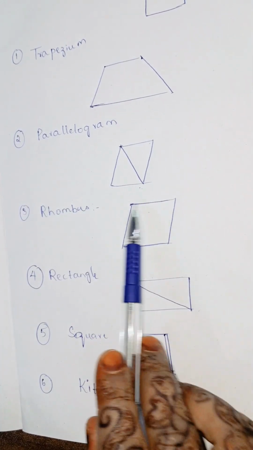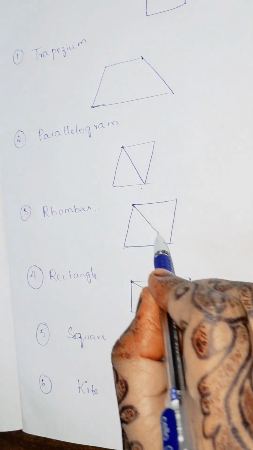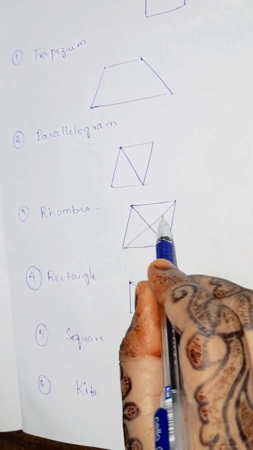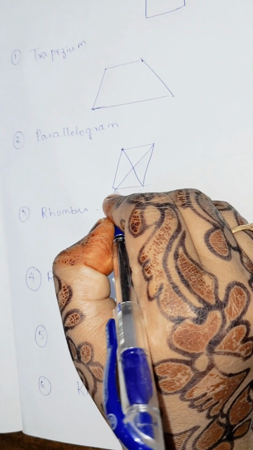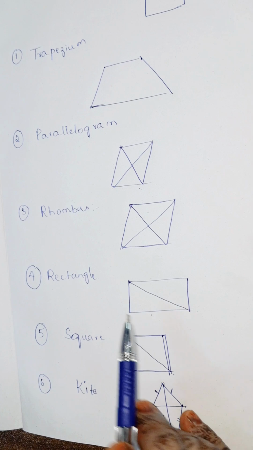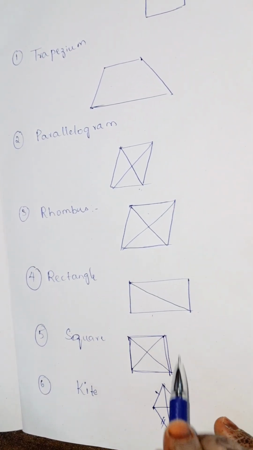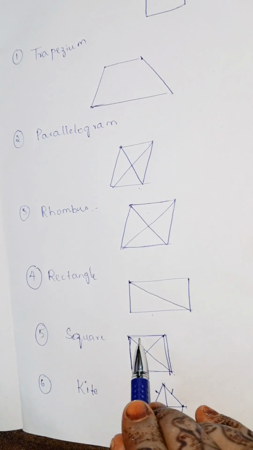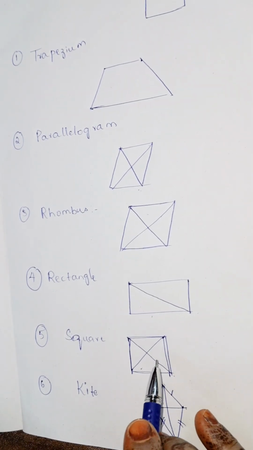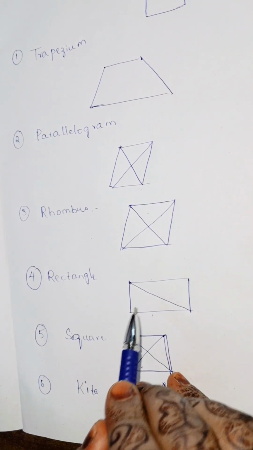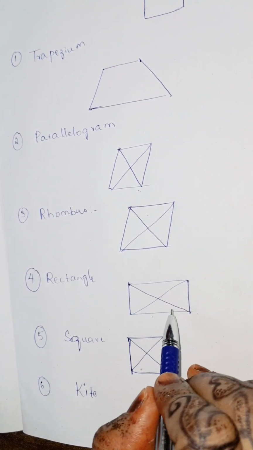In a rhombus, diagonals bisect each other at right angles and the diagonals are unequal. So diagonals will not be equal in a rhombus. Next, in a square, diagonals are equal. If I draw two diagonals, they will be equal in a square and they will bisect each other at right angles. Next, in a rectangle, diagonals are equal and they will bisect each other.